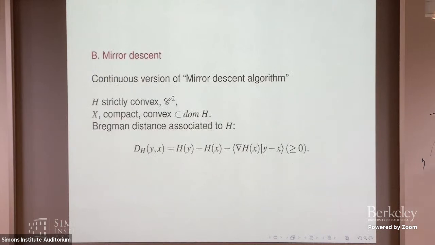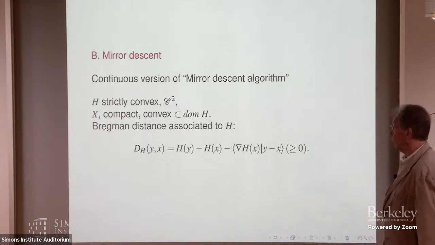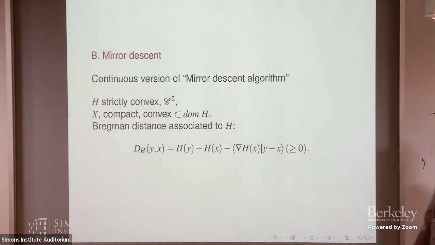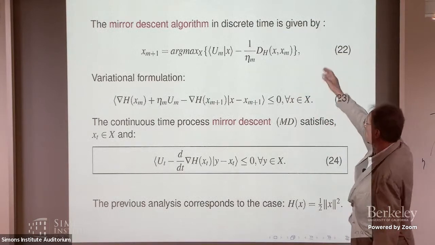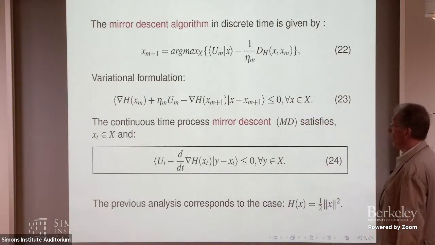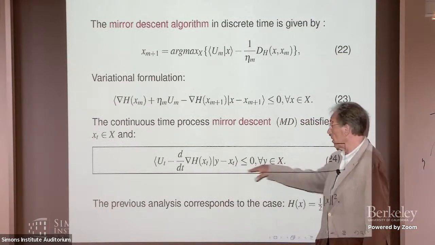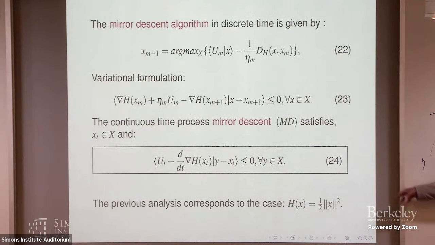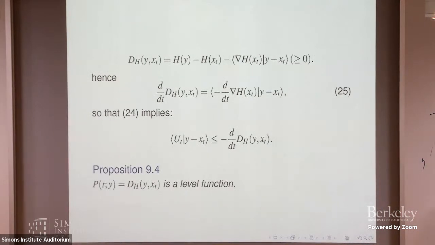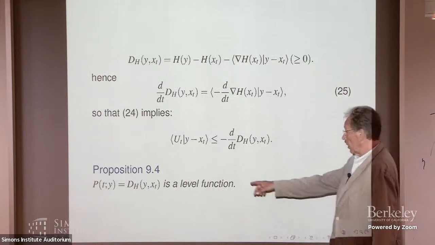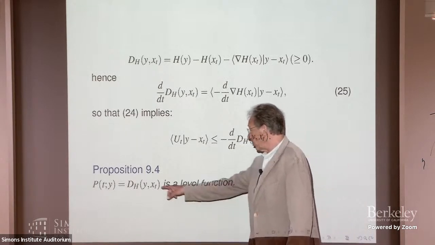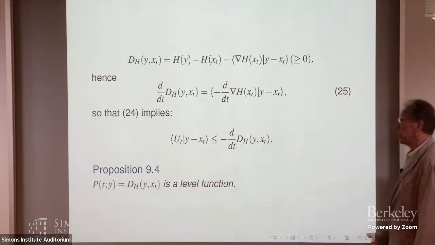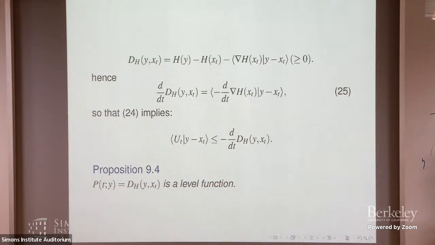For mirror descent, you look at the continuous time version of mirror descent. So here you take a strictly convex C2 function. You look at the Bregman distance associated to this function. And the mirror descent algorithm in discrete time is given by this. Okay? With this variational formulation, you go to the continuous time. You have this continuous time formulation. The previous case corresponds to 1/2 of the norm. And then you have a level function. So the Bregman divergence associated to y and x_t is a level function.